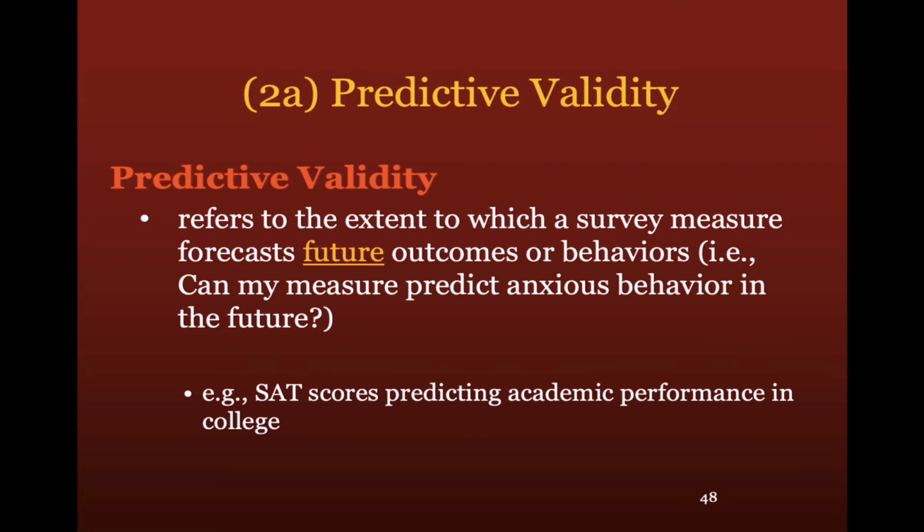So the first type of validity I'm going to talk about is predictive validity. This refers to the extent to which a survey measure can forecast future outcomes or behavior. So think about the SAT. It is trying to predict future college performance, right? So you want to get a sense of how well your particular measure predicts people's performance or outcomes in the future. So that is predictive validity. The key word there is predictive. Can it predict future outcomes?